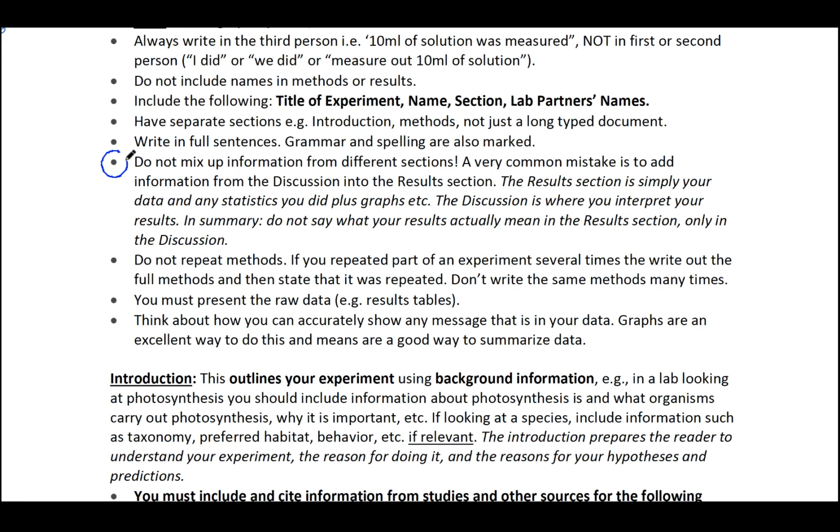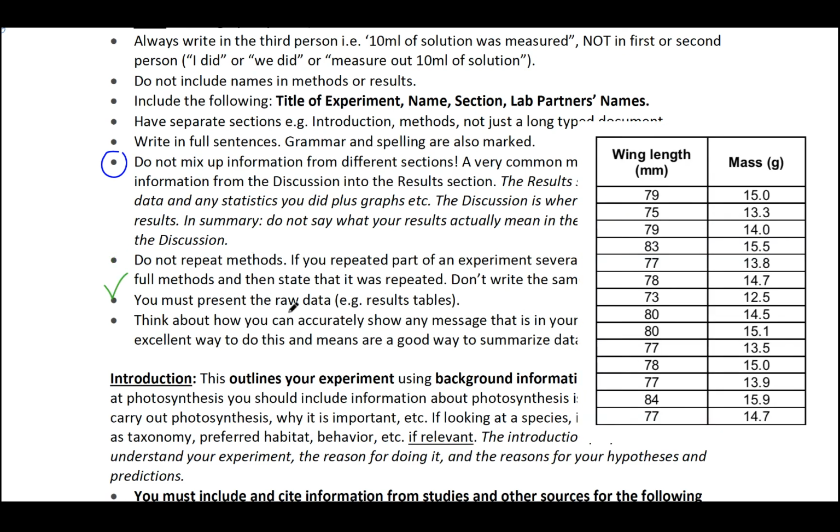Don't mix up information from different sections. And by that, what I mean is to put parts of the discussion into the results section or your methods into your introduction. Keep the results separate from the discussion, keep the methods section separate from the introduction, etc. If you did the same procedure over and over again within the same experiment, you can just outline that procedure in detail, and then you can then say, and this was repeated so many times.